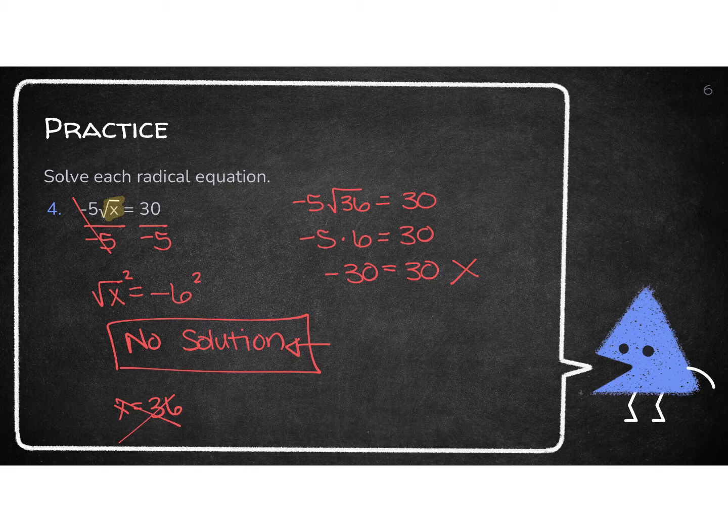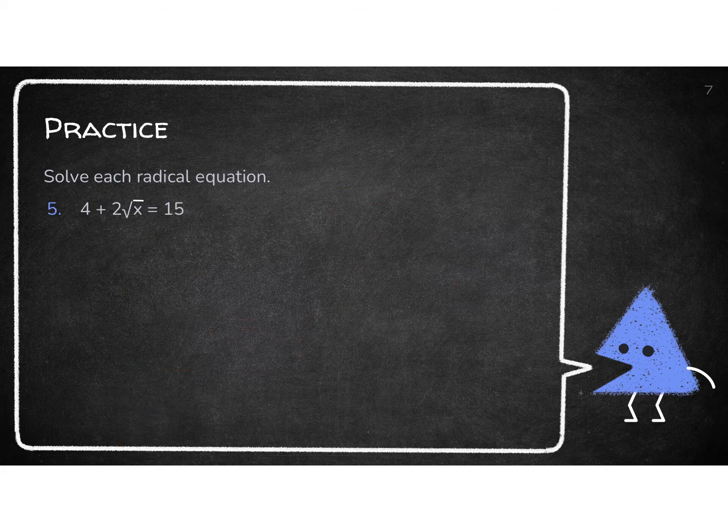But I could tell you that right here, when I got the square root of a number equals a negative number. Anytime you see that, you could probably say no solution right away and be done.